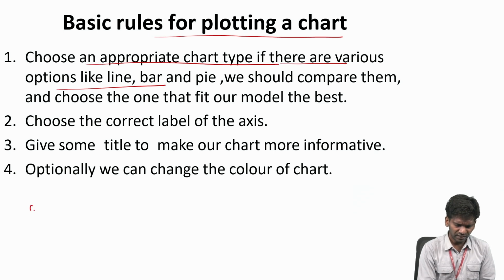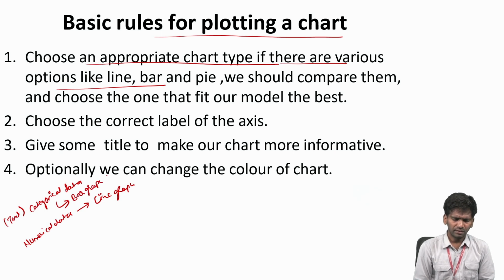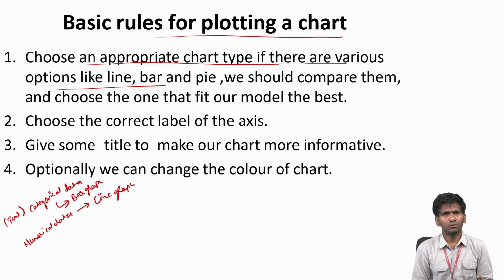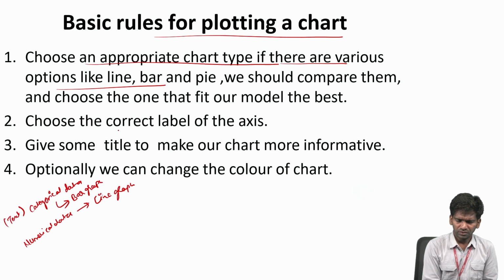If it is categorical data, that means text data, we need to use some special graphs. If it is numerical data, we can go with line graphs. If it is categorical data, we can go with bar graphs. Whether one variable or two variables are required for plotting a bar chart or line chart, it all depends. Choose the correct label of the axis.